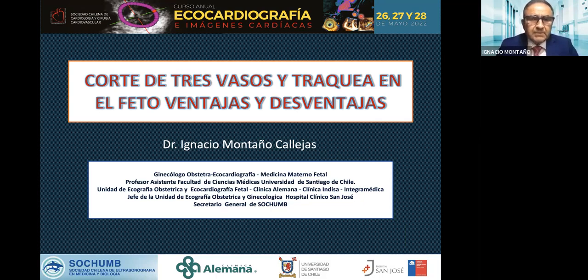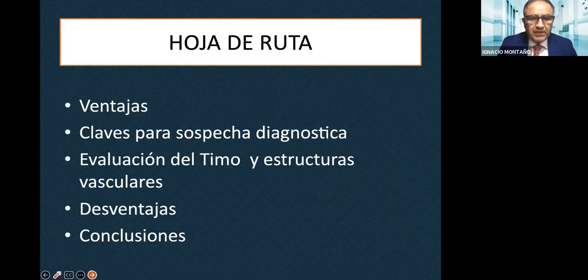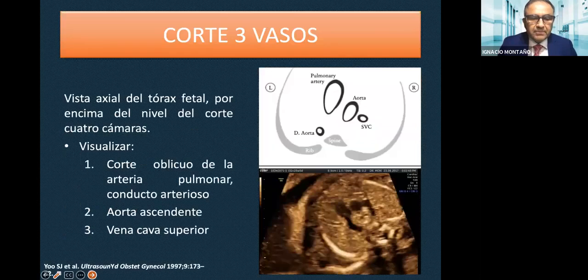The topic I have to present is the three vessel and trachea view in the fetus, its advantages and disadvantages. The roadmap: advantages, key points for diagnostic suspicion, evaluation of the thymus and vascular structures, the disadvantages, and lastly, the conclusions.